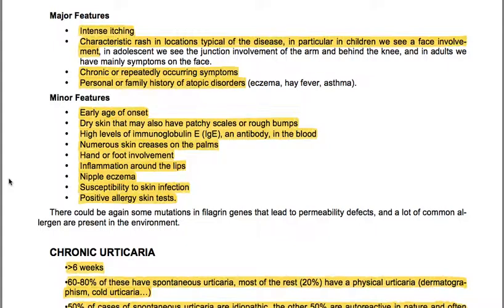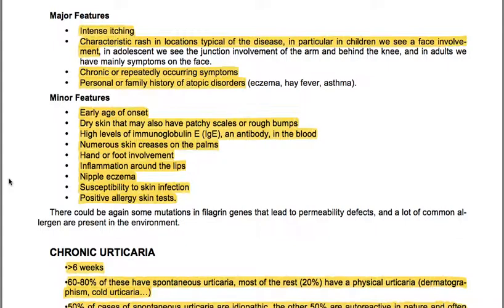The minor features are early age of onset, dry skin that may also have patchy scales or rough bumps, high levels of immunoglobulin E, an antibody in the blood, numerous skin creases on the palms and or foot involvement, inflammation around the lips, nipple eczema, susceptibility to skin infection, and positive allergy skin tests. There could be again some mutations in filaggrin genes that lead to permeability defects, and a lot of common allergens are present in the environment.